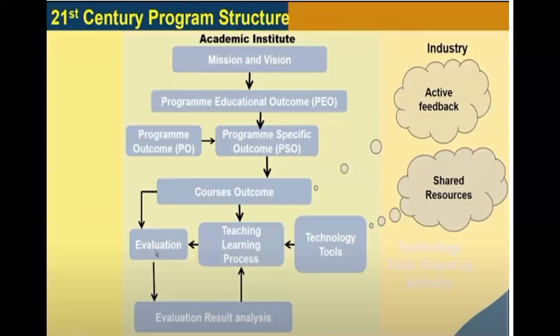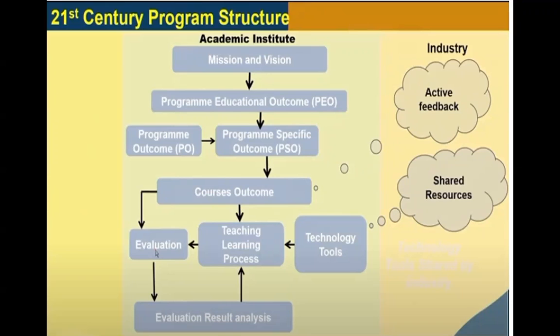Vision gives the desire and the way in which the institute trains the students, and the mission gives the steps to achieve the vision. Then an institute will consist of several departments, and each department can give a program educational outcome. The program educational outcome specified by the department will indicate what the student will become after he passes out from the program, and we'll be tracking his progress for the next 5 years.